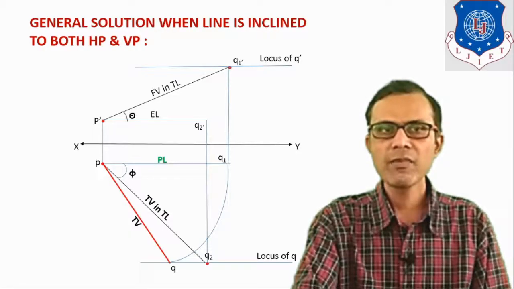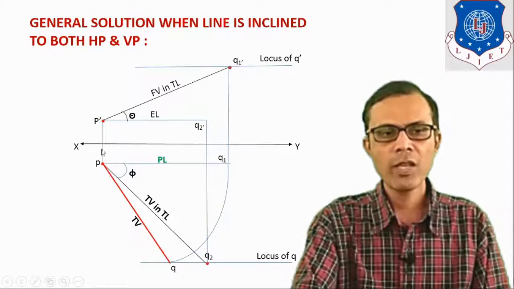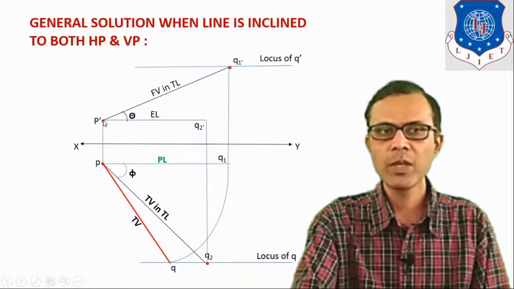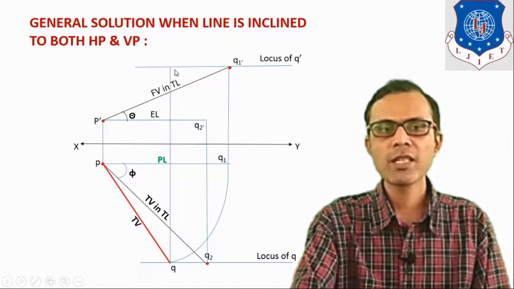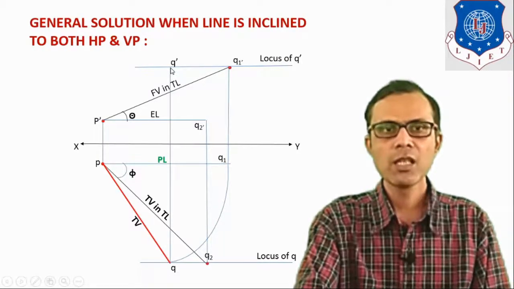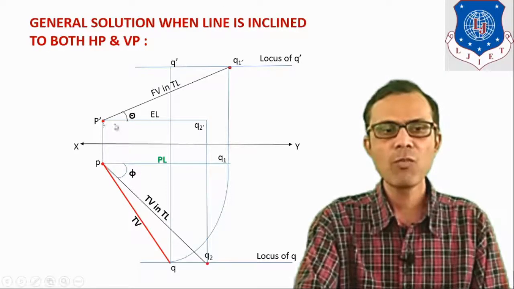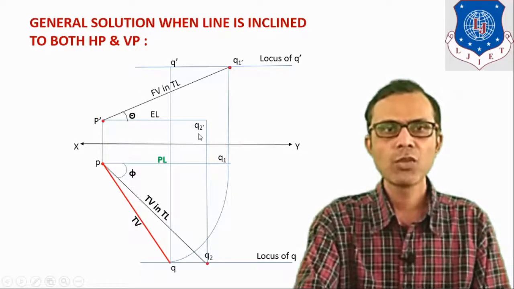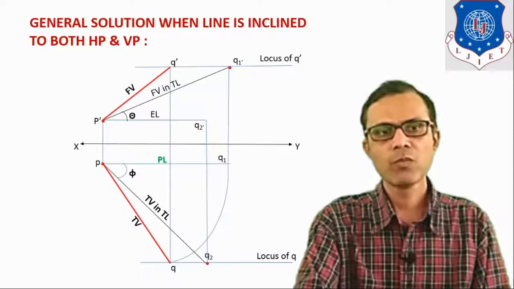Now how can the final front view be derived? Here we already have the final front view for P, that is P dash, but for Q draw the projection line on the locus of Q dash line. Here the intersecting point is Q dash, the final front view of Q. Now we have both P dash and Q dash. Join P dash and Q dash. It is the final front view for the given line PQ.